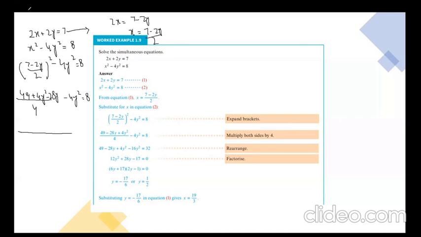Now taking the LCM of the whole, it must be 4, then 49 plus 4y square minus 28y minus 16y square equals 8.